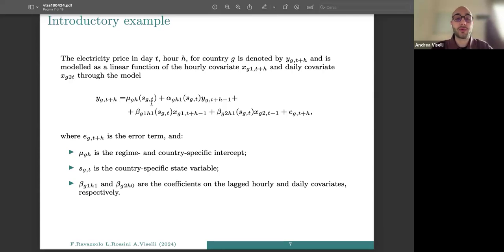And this is a mixed frequency model because we have a lagged dependent variable, y_g,t+h-1, and then we have this hourly covariate and a daily covariate. These are coefficients that change depending on the state of the market. We denote the state with the state variable s_gt, which depends on the country and changes over time, but only over the days and not over the hours.